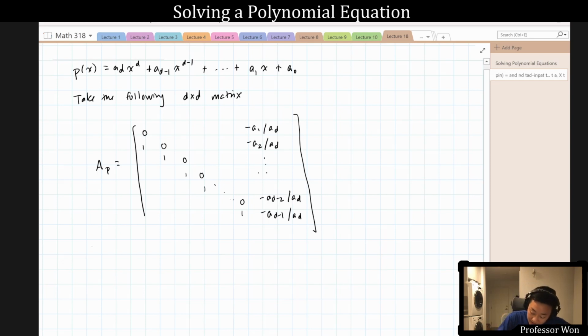It turns out, and we're going to try to understand this, that the determinant of this matrix AP is either plus or minus the polynomial that we want. But of course, if you're just interested in finding the roots of P, then that's the same thing as the roots of minus P. Hence, the roots of P are exactly the eigenvalues of this matrix AP.